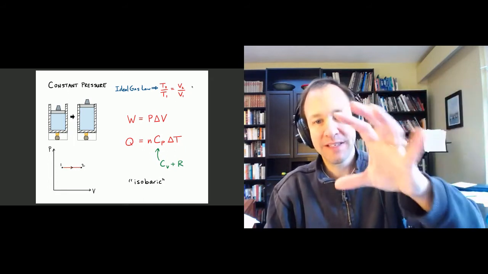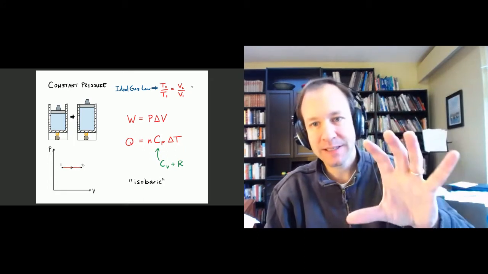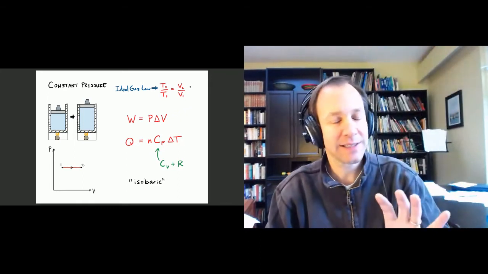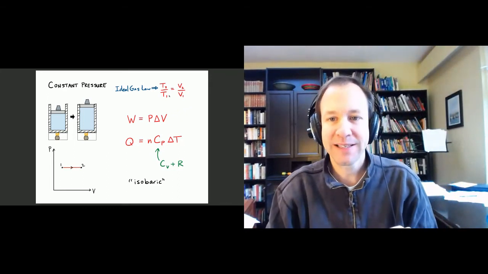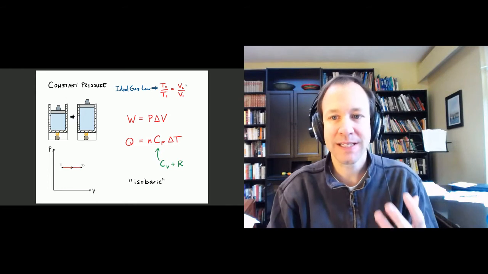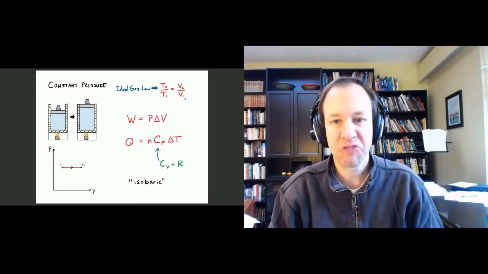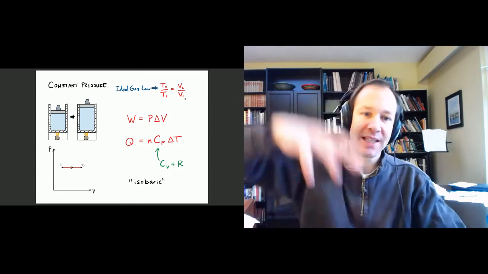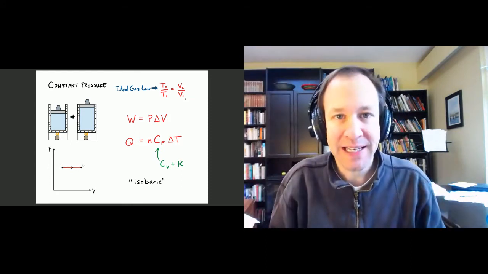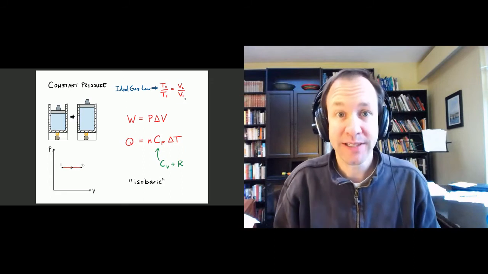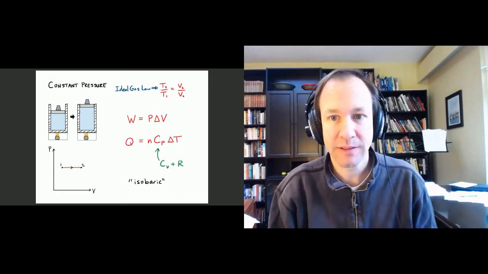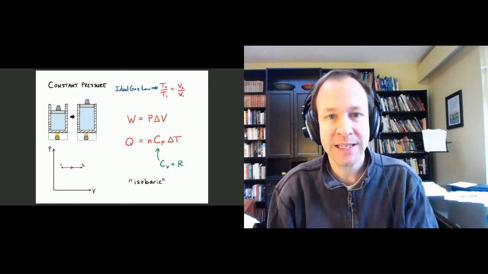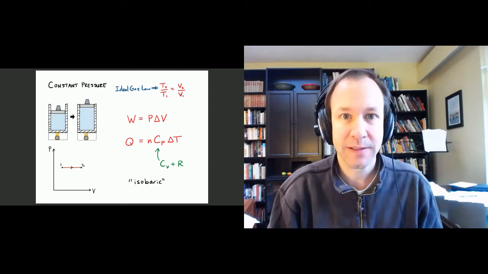So we have PV over T is constant, but P is constant. So V over T is constant. We can rearrange that to say that T2 over T1 is V2 over V1. So in this case, the pressure is constant. If you see that the gas expands, then the explanation is that the temperature is increased and it's proportional. Okay, so T is proportional to V for a constant pressure process.